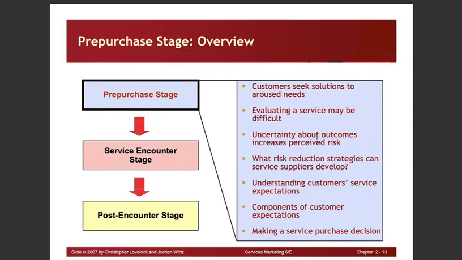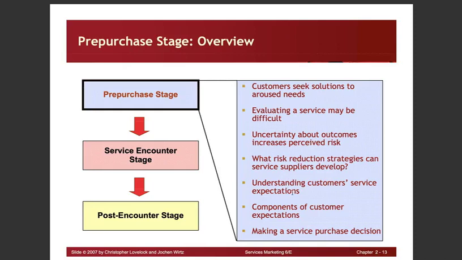So, it will increase perceived risk, but don't worry, we can handle it. Later I will talk about how to handle that one. And then, what risk reduction strategies can service suppliers develop? This is what we do as a service provider. That's very important to reduce the risk, right?